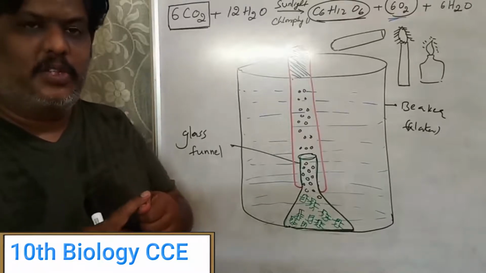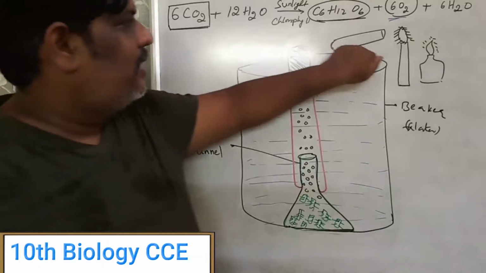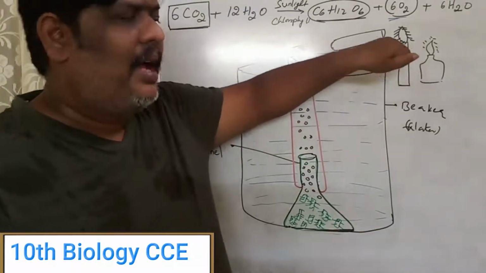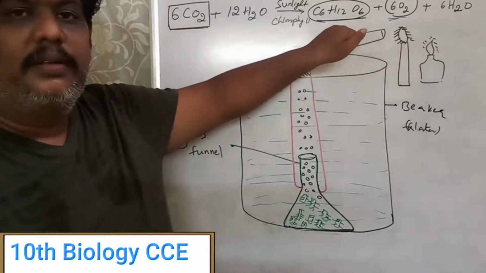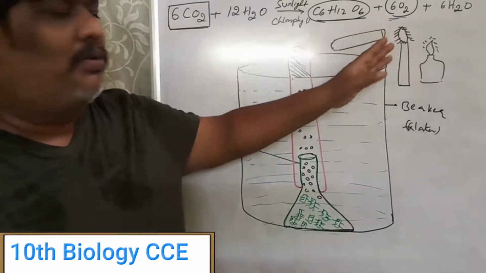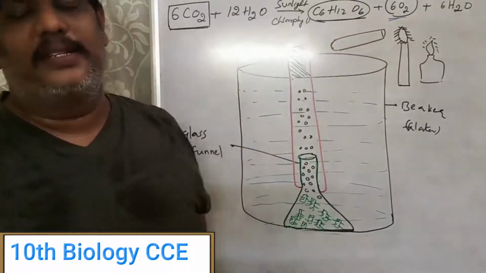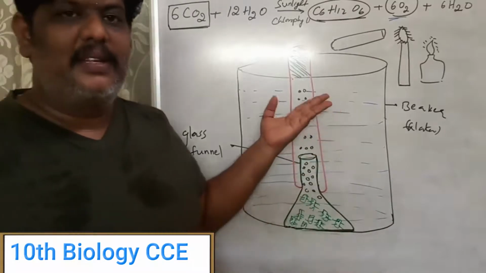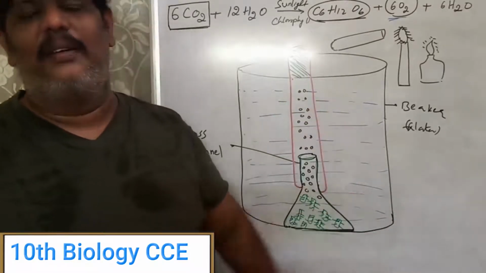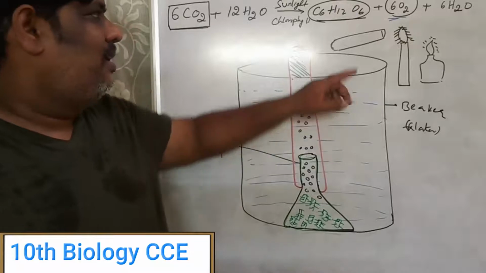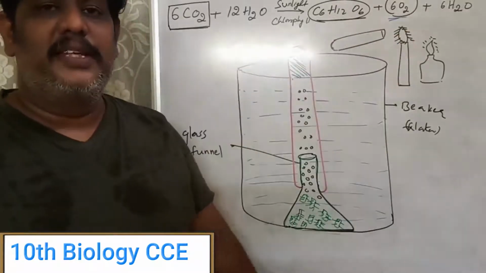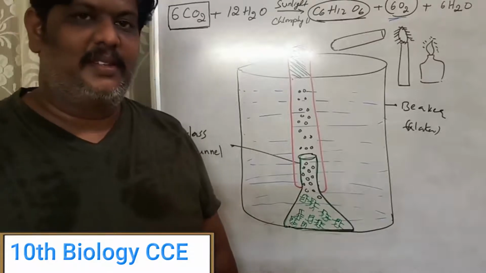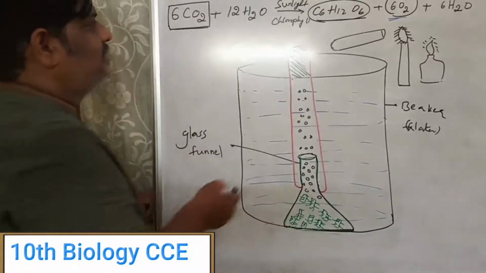Slowly bring that same test tube to a burning splinter or a candle, and slowly remove the thumb and let the air come outside. If the candle burns more vigorously, that is oxygen. If it doesn't burn, or even if it is put off, that is nothing but the carbon dioxide which is coming out. So by this we can prove that oxygen is the gas which is liberated during the photosynthesis. So by this we completed these 3 experiments.